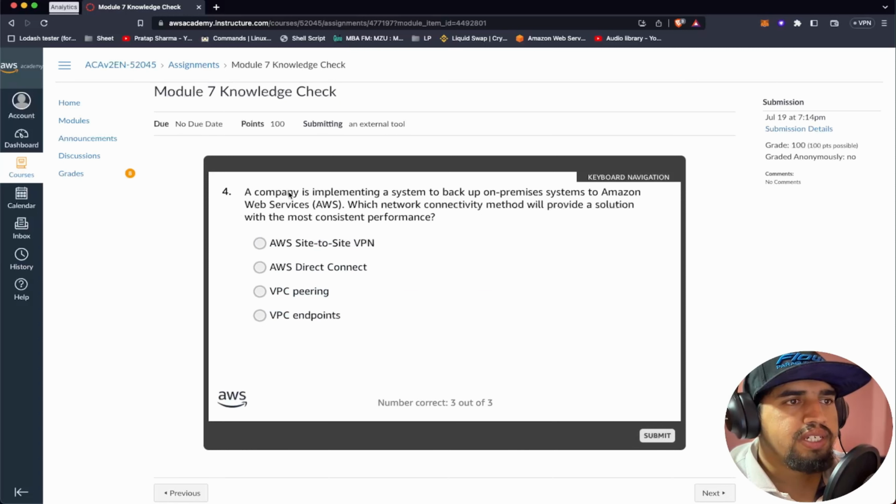Question 4. A company is implementing a system to back up an on-premise system to Amazon Web Services. Which network connectivity method will provide a solution with the most consistent performance? Here the answer, I think, should be AWS Direct Connect.